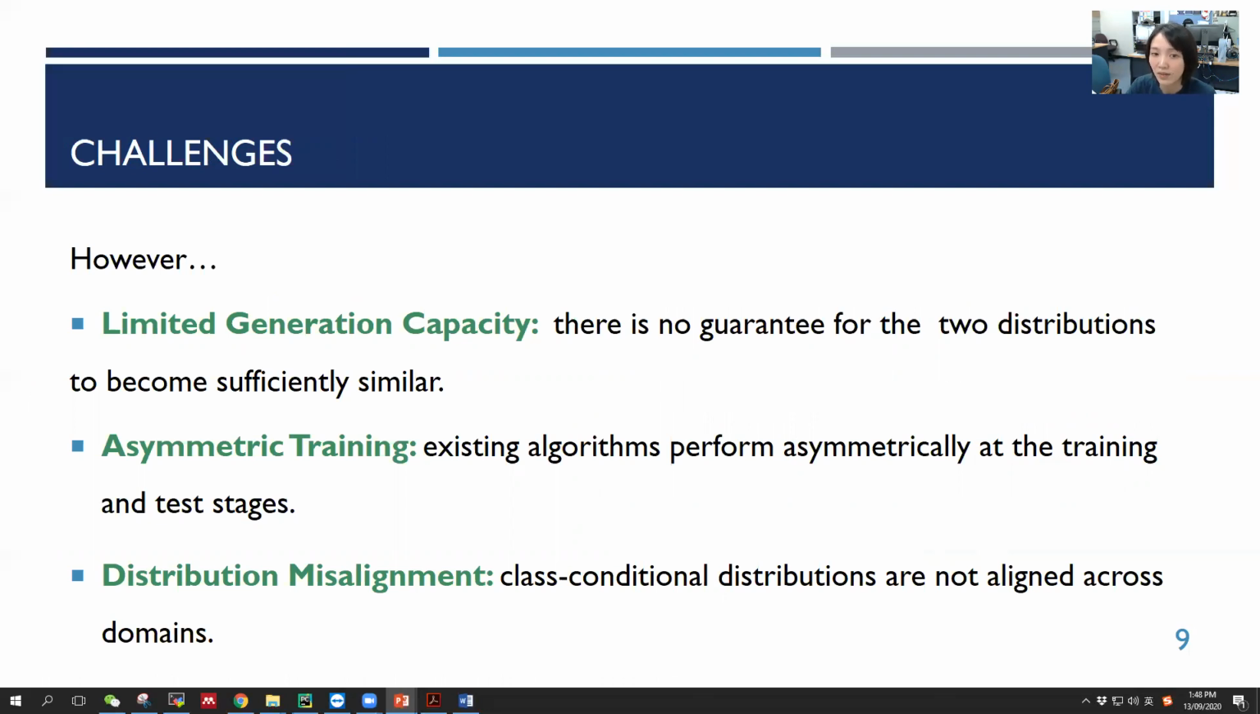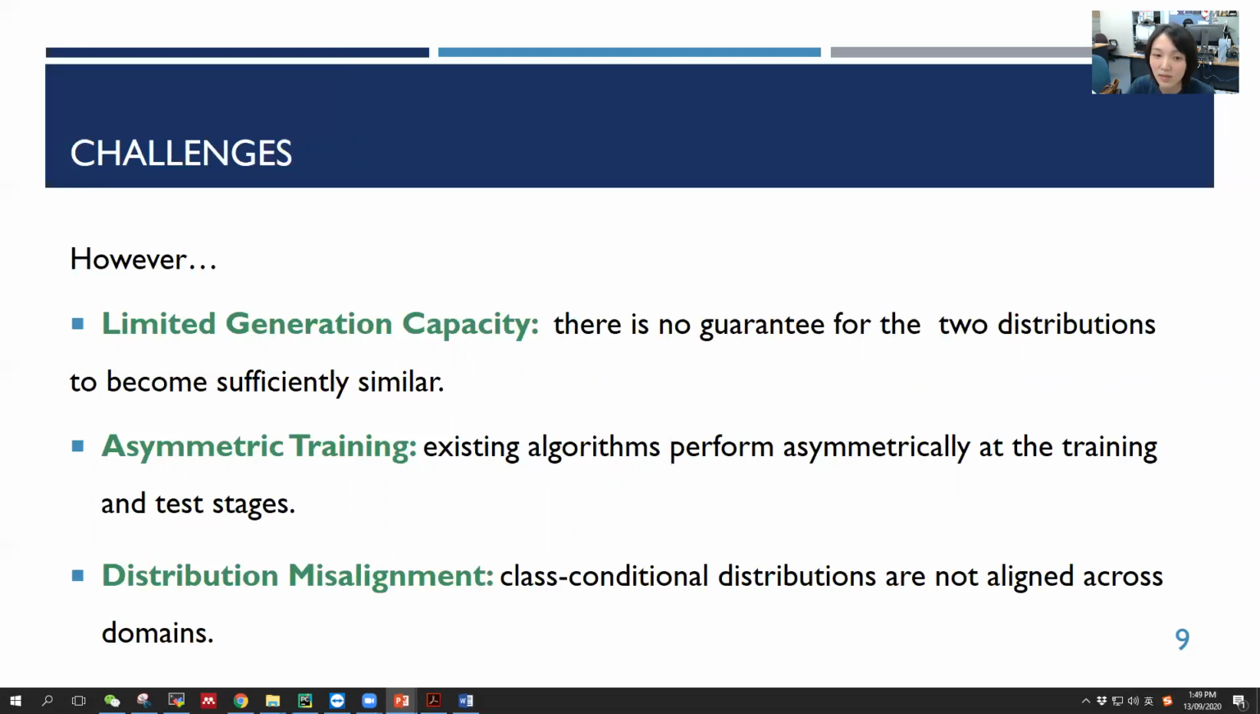However, existing adversarial video domain adaptation methods are limited in three aspects. First, when data distributions embody complex structure like videos, there is no guarantee for the two distributions to be sufficiently similar even when the discriminator is fully confused. Second, existing algorithms perform asymmetrically at the training and test stages. For instance, TCoN takes as input the source and target pairs and calculates the cross-domain attention scores at the training stage, but only infers based on the target data at test time. This discrepancy inevitably causes exposure bias and hurts the model performance.